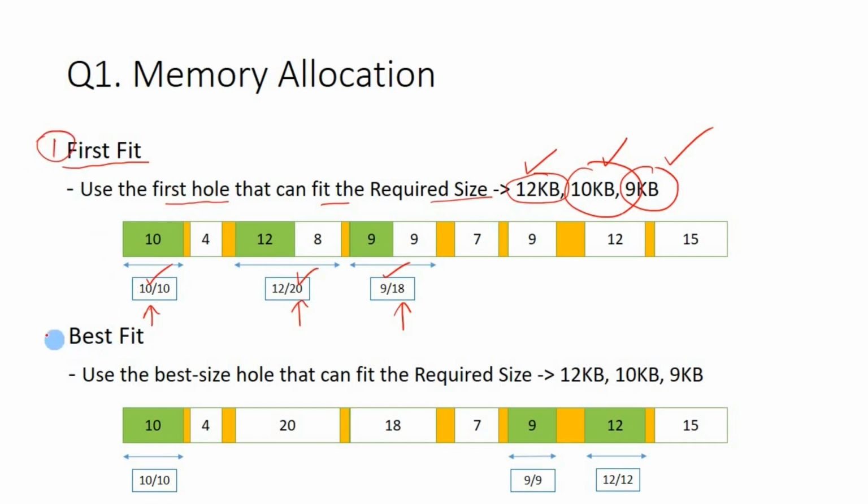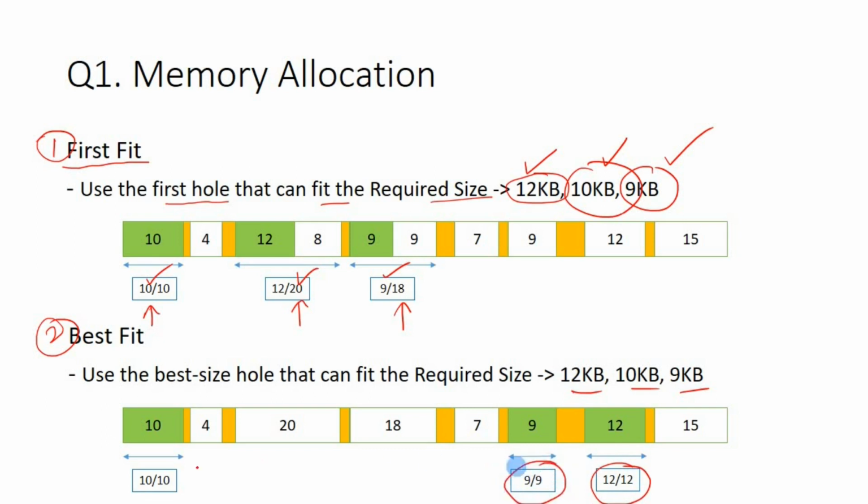Now the second approach is the best fit. The best fit goes through all the available holes, scans through them, and selects the best hole that can fit the required size. The best hole means you want to see if you can get a perfect match. If you cannot get a perfect match, then the one that is closest to the required size. It just so happens that for all these three sizes, 12 kilobyte, 10 kilobyte, and 9 kilobyte, we already have holes at those particular sizes.